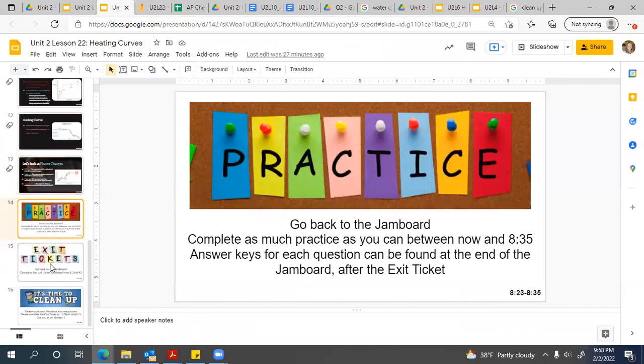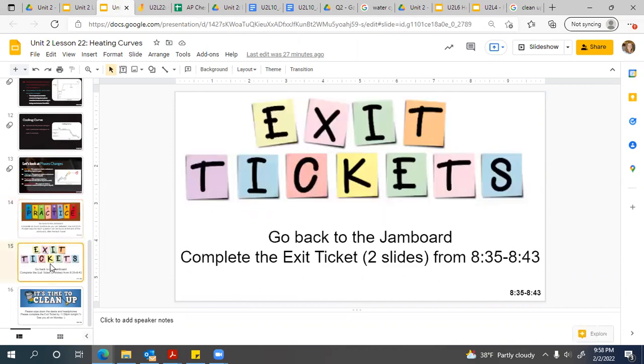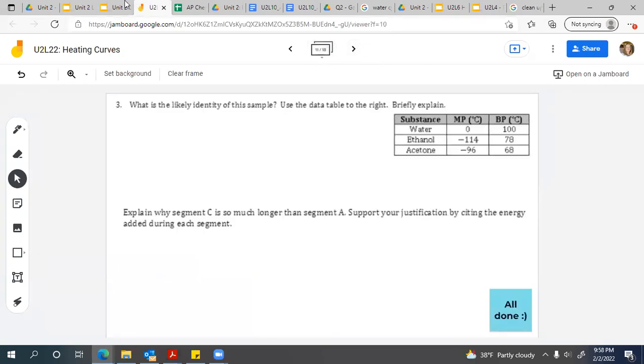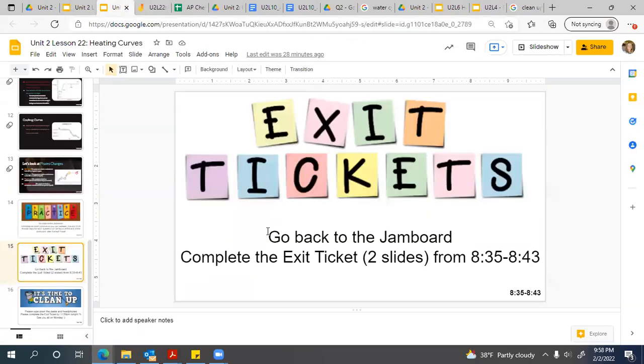So you should pause the video and go do that practice, and then come back to the video once you've finished. Okay, scholars, welcome back. Go back to the Jamboard, and now in the last 10 minutes of class, complete the exit ticket, which is 2 slides. Pause the video while you do that, and then come back to wrap up.